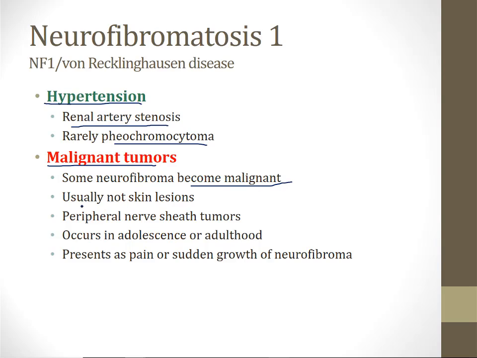Usually it's not the skin lesions I showed you before, it's these deeper nerve tumors called peripheral nerve sheath tumors, and this often happens in adolescence or adulthood, and the way this usually presents is as pain or sudden growth of a neurofibroma that is deep to the skin.